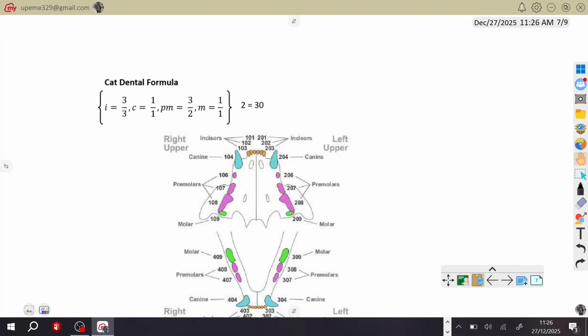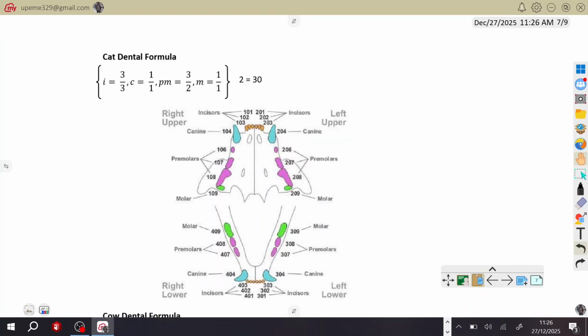Cat dental formula. A cat has actually a 3-1-3-1 formation. So it is a 3-1-3-1 formation. Total number of teeth, which is 31.